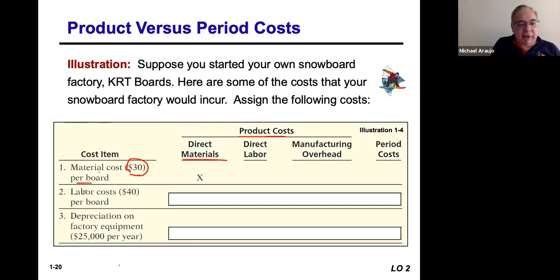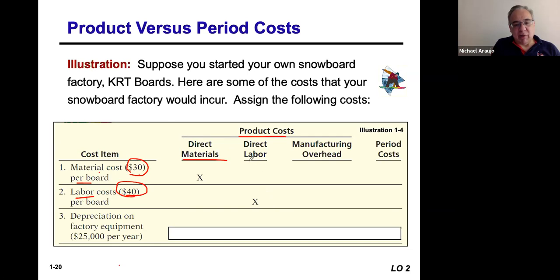Labor costs, again, they use some keywords here. Per board, $40 a board for labor costs. So labor costs, this is directly involved with getting the board done. And so this is going to be a labor cost, direct labor. It's a product cost for direct labor.